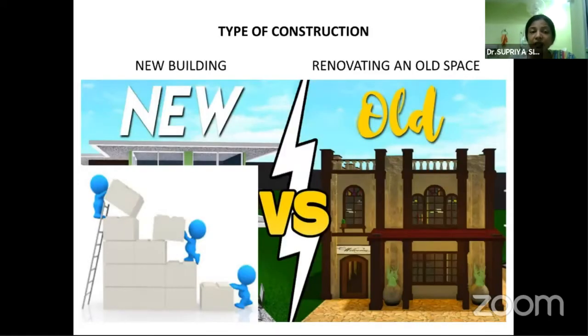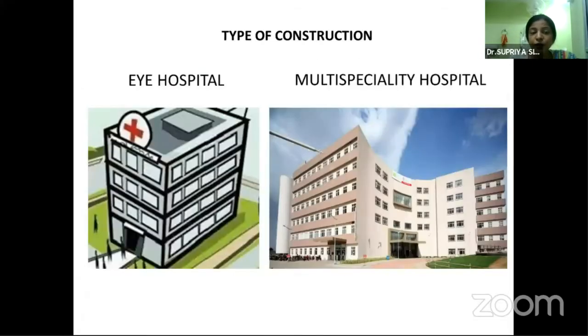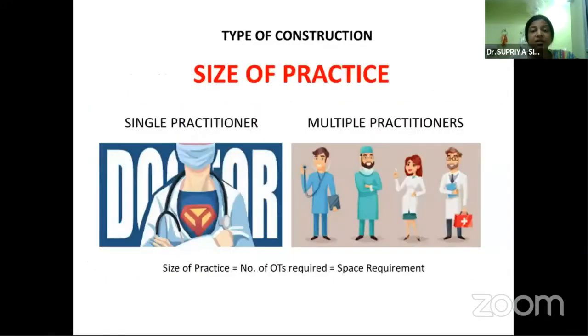Are we going to renovate an already existing space, or are we going to construct a totally new building altogether? Is it going to be an exclusively eye hospital or part of a multi-speciality hospital? The next thing to consider is the size of practice, as it is directly correlated with the number of OTs requirement and with the requirement of the space.